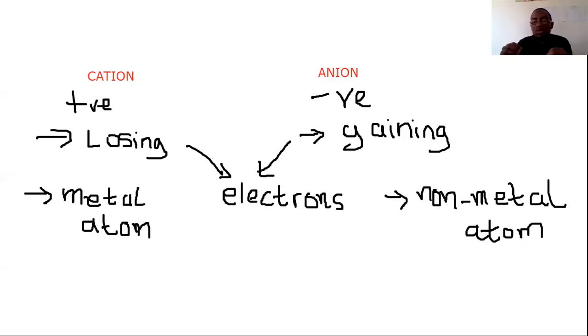Here we're talking about group 1, they lose 1 electron. Group 2, they lose 2 electrons. Group 3, they lose 3 electrons. Group 4, they lose 4 electrons. But we're going to give more details about the meaning of the statement.